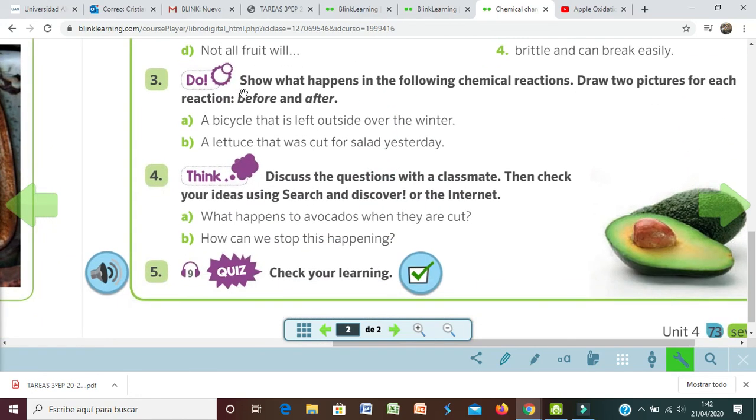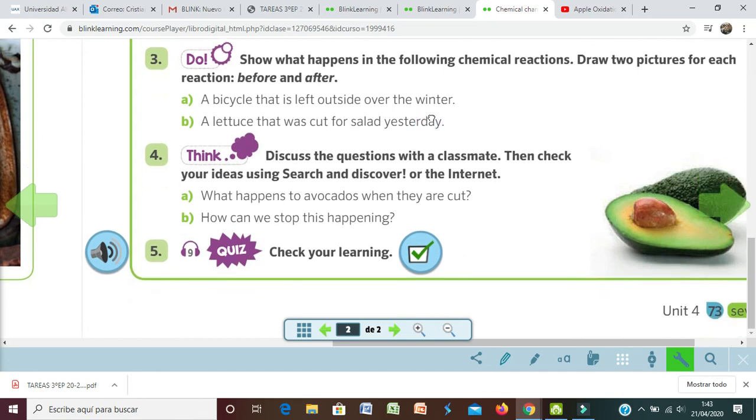Exercise 3, show what happens in the following chemical reactions. Draw 2 pictures for each reaction, before and after. A bicycle that is left outside over the winter, and a lettuce that was cut for salad yesterday. You can draw it or you can just explain it to me. And you have to think what will happen, okay? And send me a picture of your notebook.